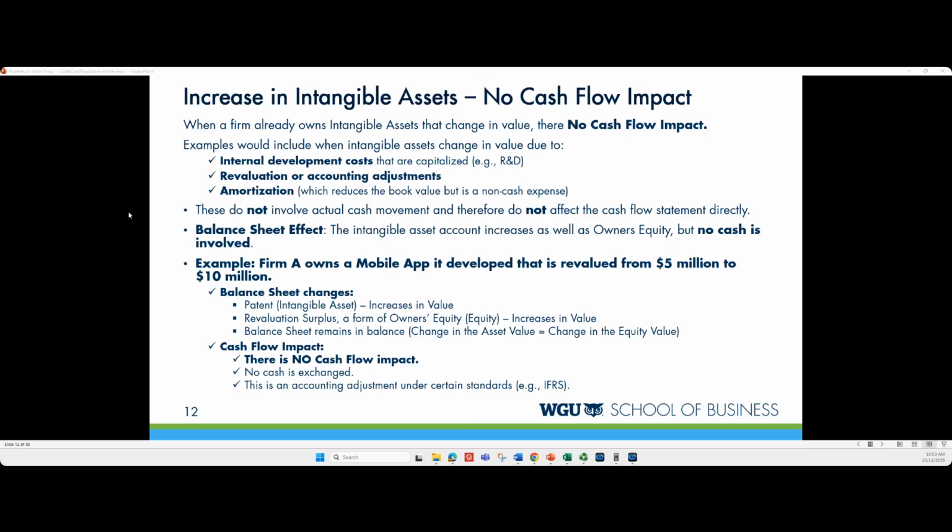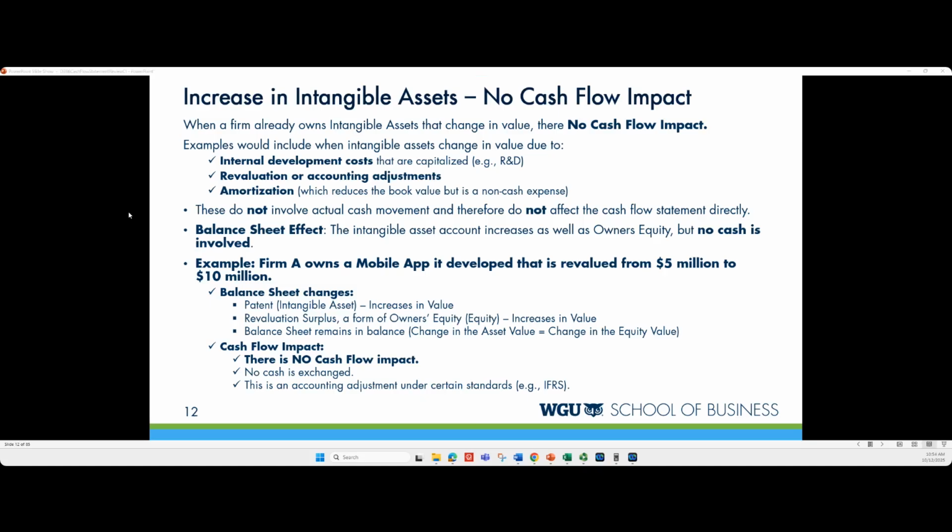So examples would be when there's internal development costs. And the second one is when it happens most: an app blows up in the market and then it's revaluated, meaning our lawyers and our auditors say, you know what, that app, it's now worth $10 million. It used to be $5 million. Well, the thing is, that revaluation, yes, it increases the value of our asset, but guess what? No cash movement has occurred. So it's not going to show up in the cash flow statement.